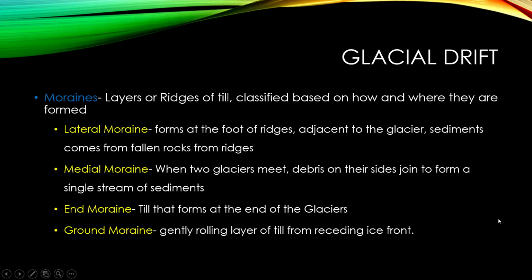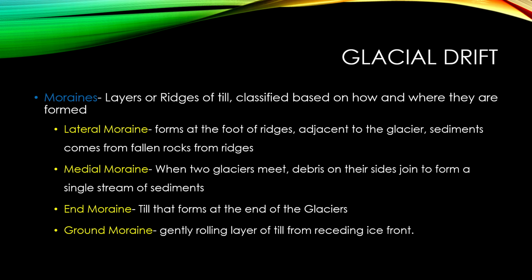And we have moraines. Moraines are layers or ridges of till, classified based on how and where they are formed relative to your glacier. The lateral moraine forms at the foot of the ridges and adjacent to the glacier, and your sediments came from the fallen rocks of your ridges. So you can find them at the foot of your ridges.